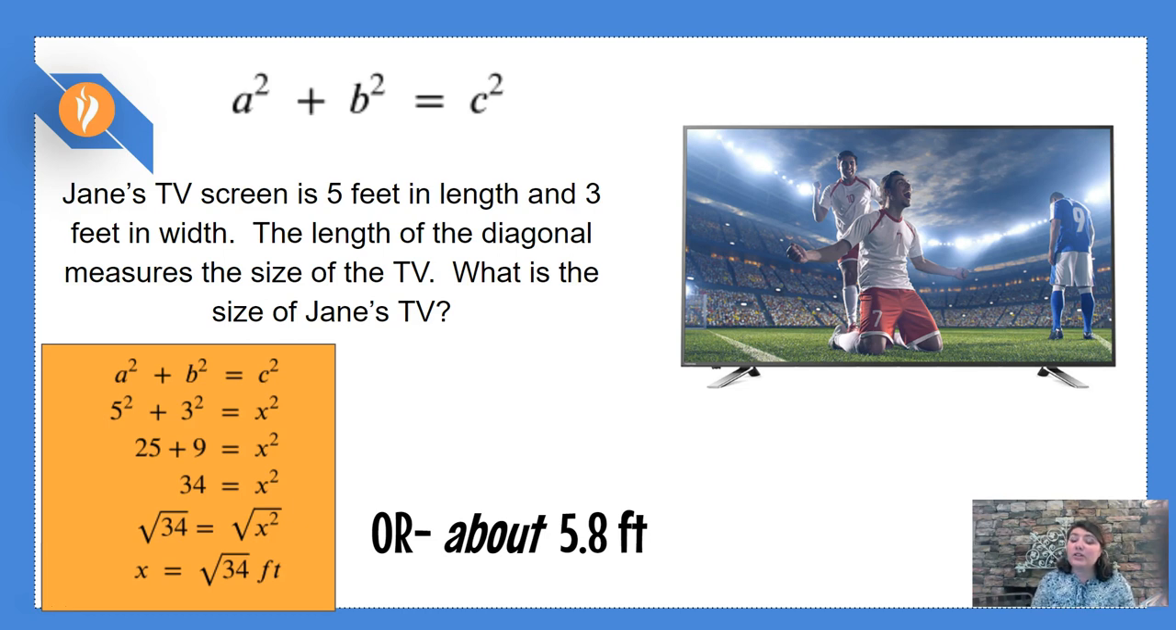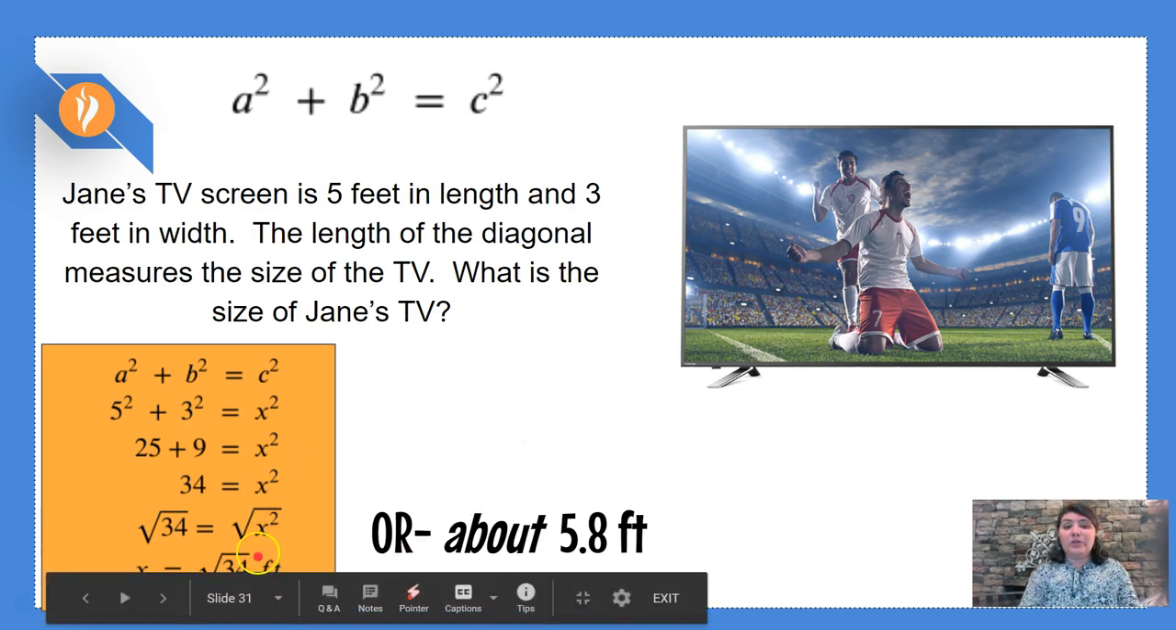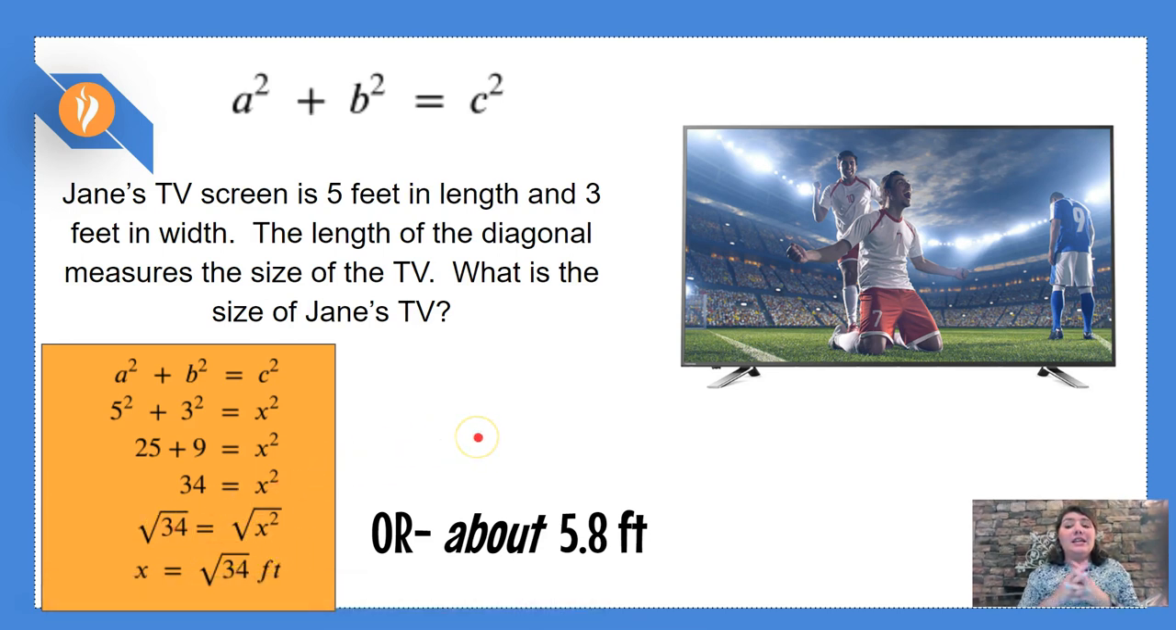So 5 squared is 25, and 3 squared is 9. 25 plus 9 added together is 34. That equals x squared, remember, but I don't want x squared. I want the side length, not the size of the number of squares. So I'm going to take the square root of both sides. Well, the square root of x squared is just x. The square root of 34 isn't perfect. So we could leave it as the square root of 34.